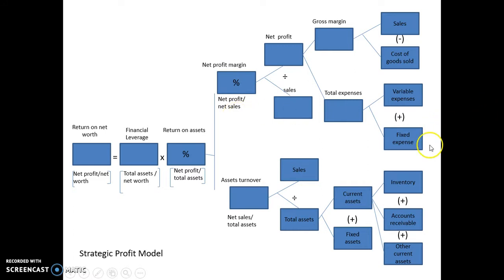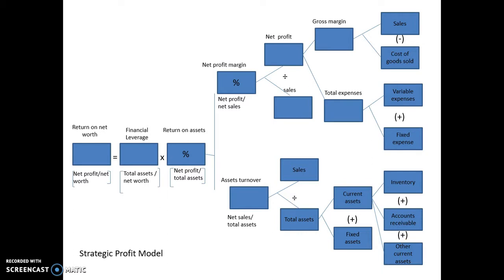And if we go to the second leg of this particular model, then we know that inventory plus accounts receivables plus other current assets, if we put together, gives us the current assets. Current assets plus fixed assets gives us the total assets. And if we divide the sales by this total assets, that gives us the asset turnover. So asset turnover is net sales divided by the total assets. Now you see net profit margin as well as the asset turnover rate.